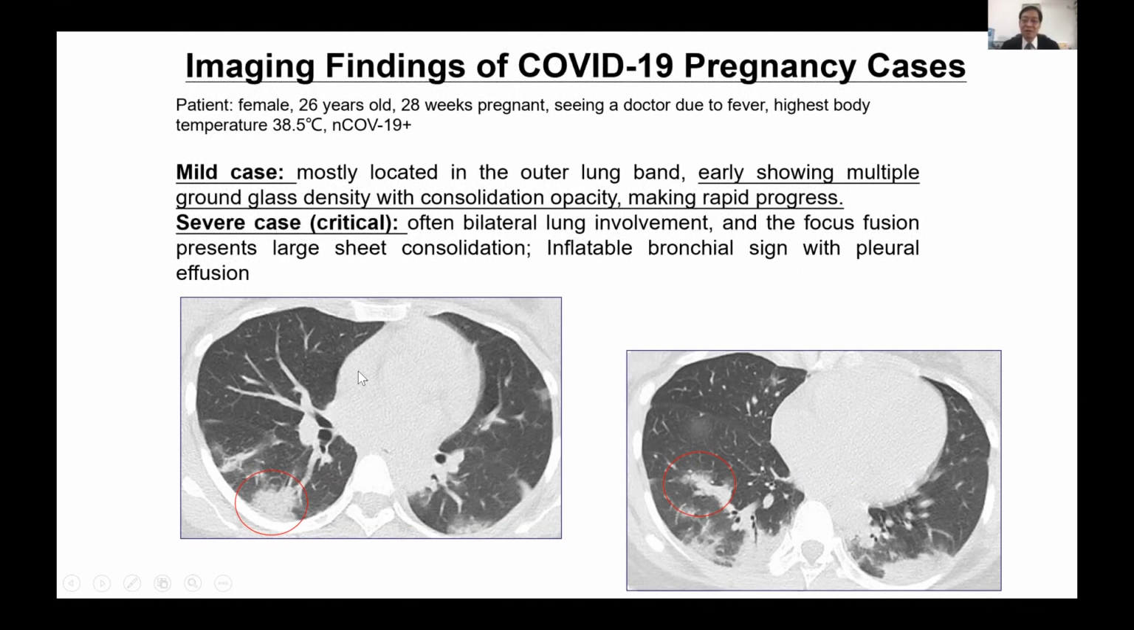Mostly local in the outline band. Early shows multiple ground glass density with consolidation on CT. May make a repeat progress. Several cases often have bilateral lung involvement and focus fusion, patients have larger sheet consolidation, inflatable bronchial sign with pleural effusion.